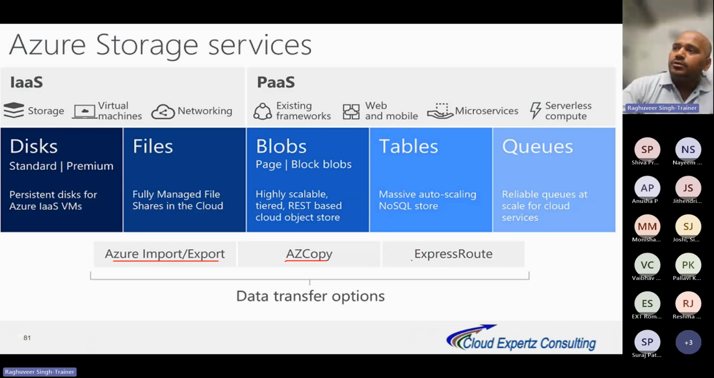Then comes Express Route. Express Route is one of the connectivity options that we discussed in the previous session, wherein if you want a dedicated tunnel from your network to Microsoft Azure and you want to have secure communication so that the traffic doesn't go to the internet, you can use Express Route. With the help of an Express Route tunnel, you can upload or download terabytes of data, a huge amount of data, to Microsoft Azure or from Microsoft Azure. So these are your data transfer options in Azure.